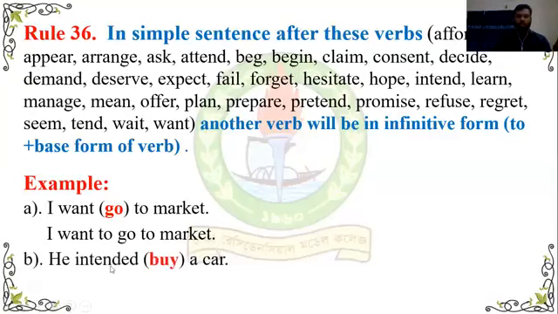Then he intended is a verb, buy is also another verb. So we have to use: he intended to buy a car. You will memorize it. These verbs always take the infinitive. So we are using to, then the base form of the verb.